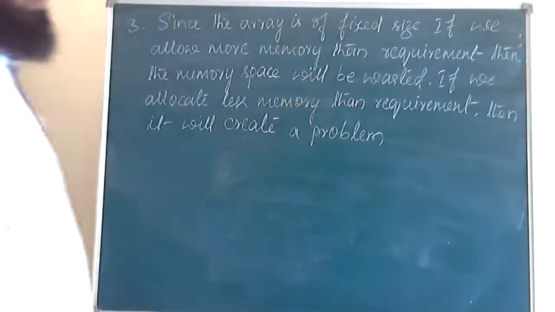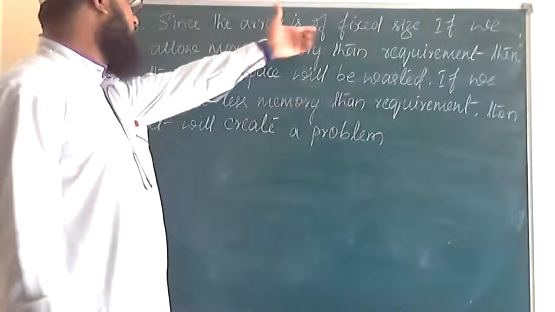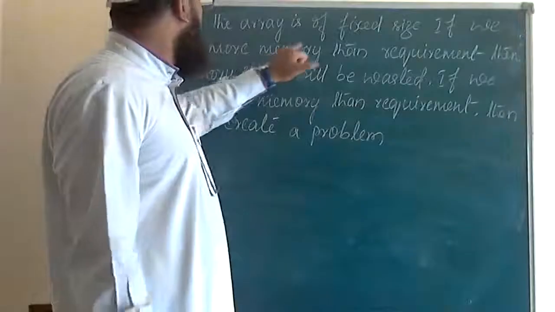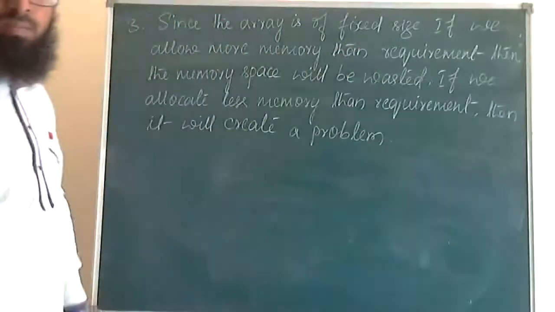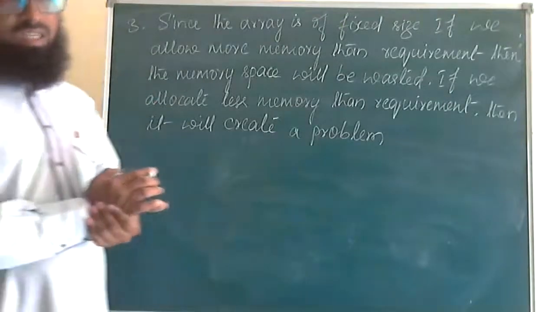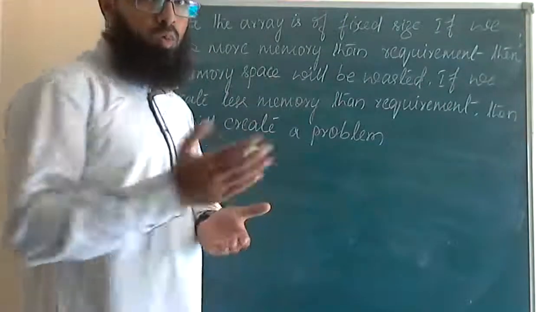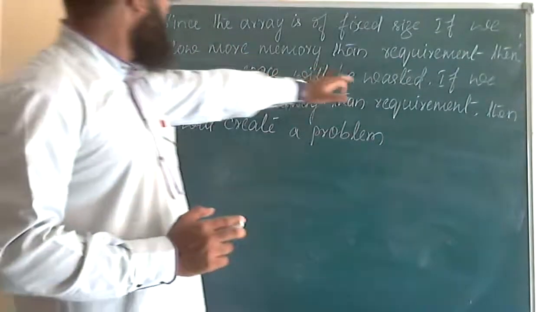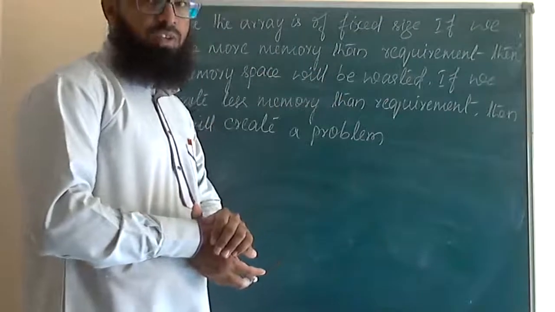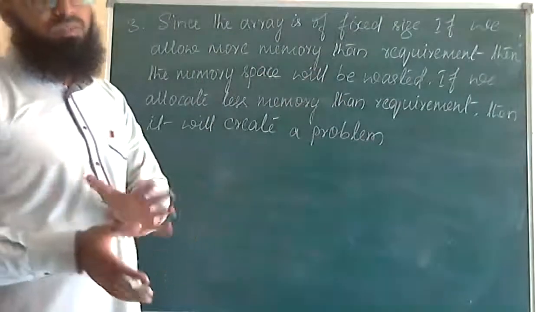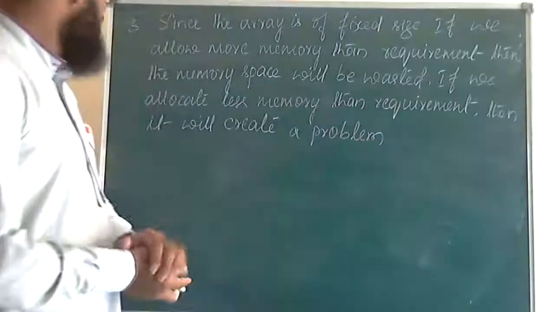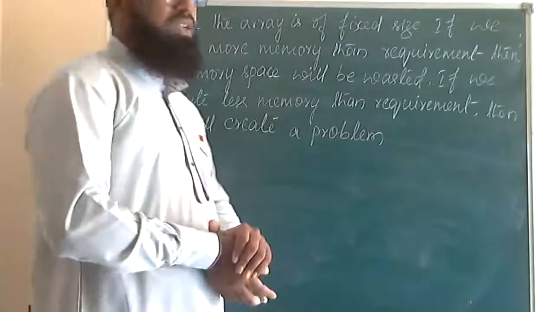Okay, look here. Third disadvantage. Here we already know that an array should be of fixed size. Since the array is of fixed size, if we allocate more memory than requirement after creating an array, and later want to add more elements to that array, the memory space will be wasted. At that time, what will happen? The memory space will get wasted if we allocate less memory than requirement.